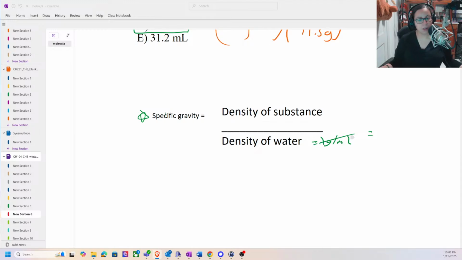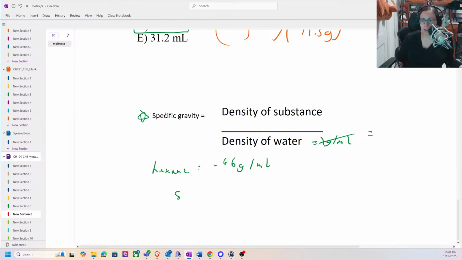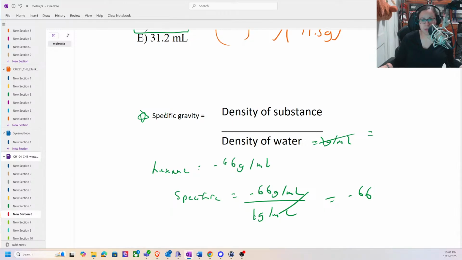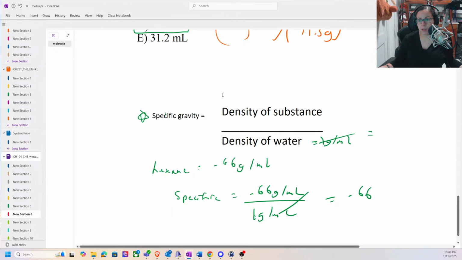We can look at a quick example here. Looking at the density of hexane, it has a density of 0.66 grams per milliliter. If you take the specific gravity of that, you're just dividing by 1, so we're canceling out our units, leaving us with 0.66 for its specific gravity. Again, that's according to our narrow textbook definition. If you were to look at other sources comparing other things, this could just be a general ratio of one substance to another.